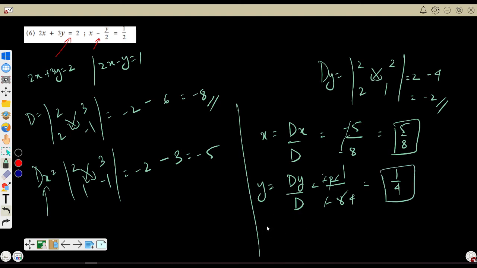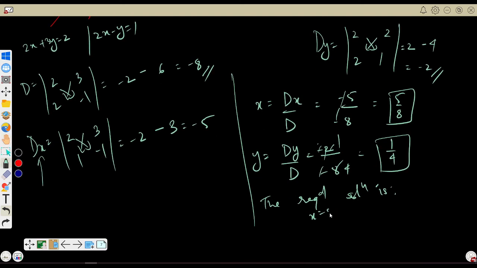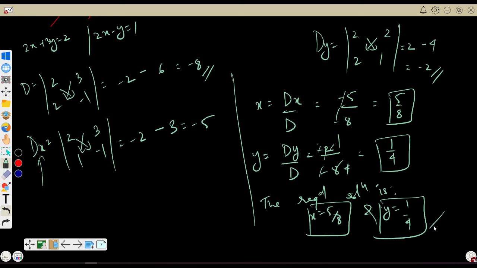After this, you will just write the final statement. The required solution is x is equal to 5 by 8 and y is equal to 1 upon 4. I hope all the solutions are clear to you. With this, practice set 1.3 is done.